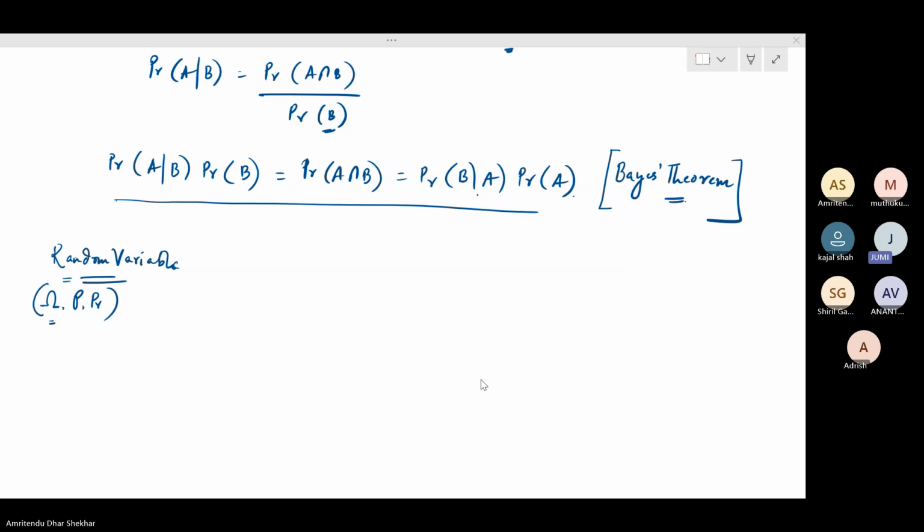Actually, sir, I couldn't get the point about the significance of the Bayes theorem, where we can apply, where we can use it. Can you please clear? Yes, yes, yes.